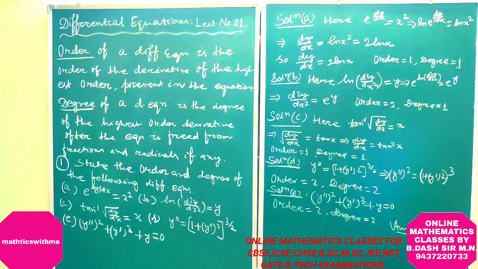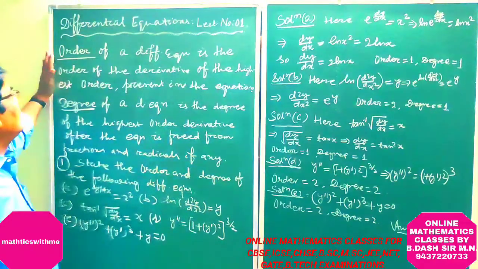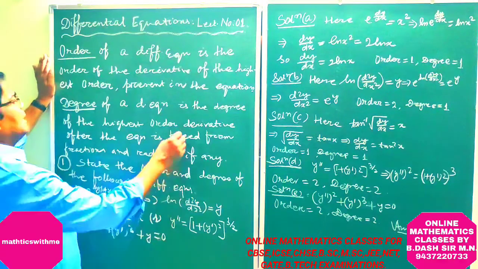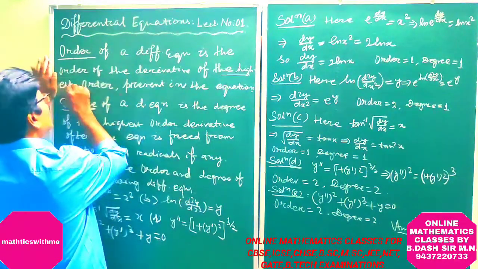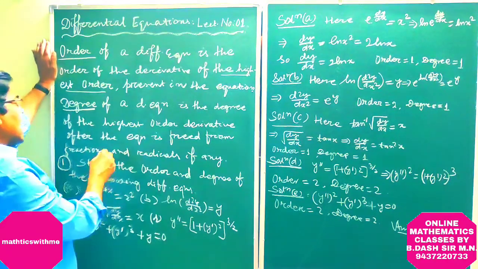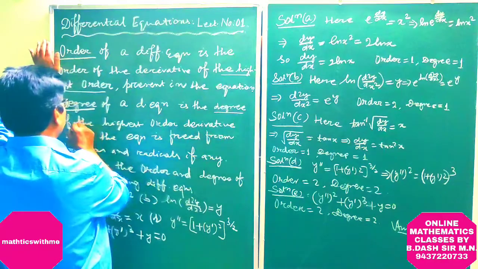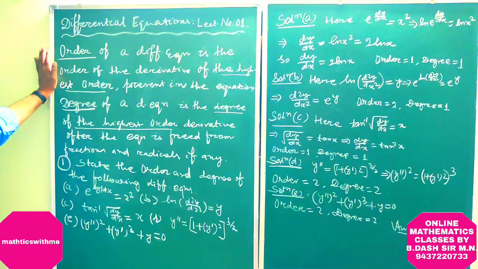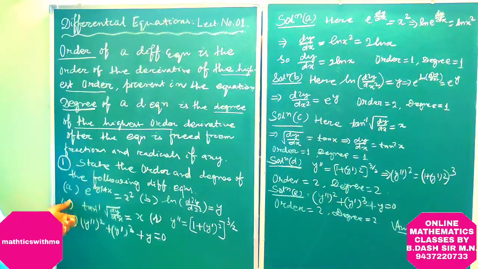Answer. So now, order of a differential equation is the order of the derivative of the highest order present in the equation. Then the degree of a differential equation is the degree of the highest order derivative that occurs in the equation when the equation is freed from fractions and radicals, if any. Now the question is, we have to state the order and degree of the differential equation.